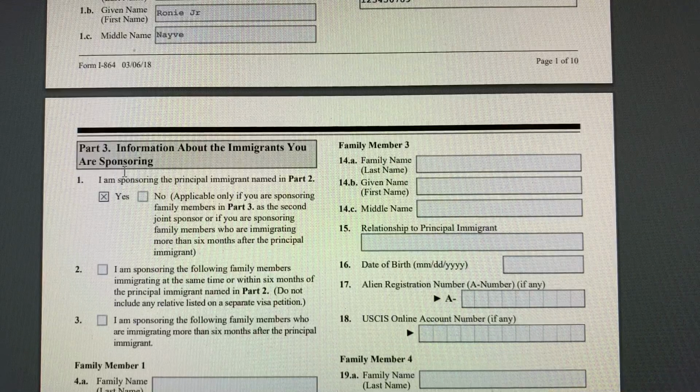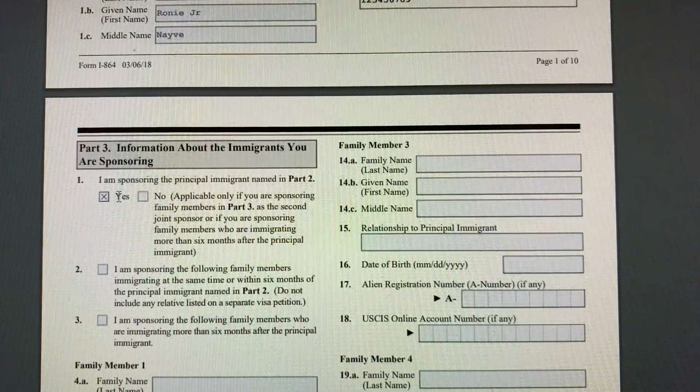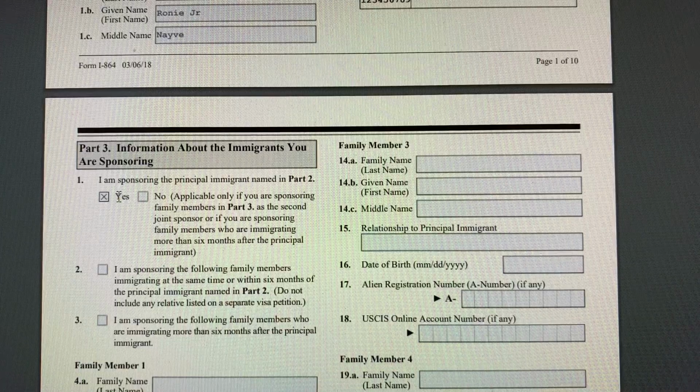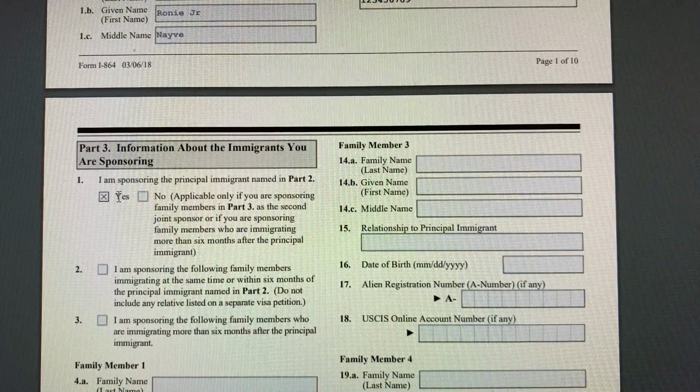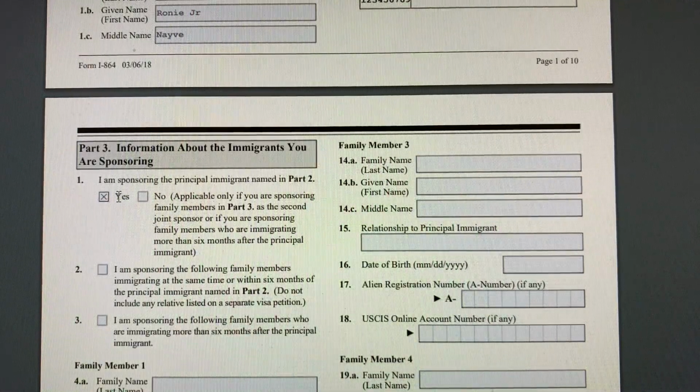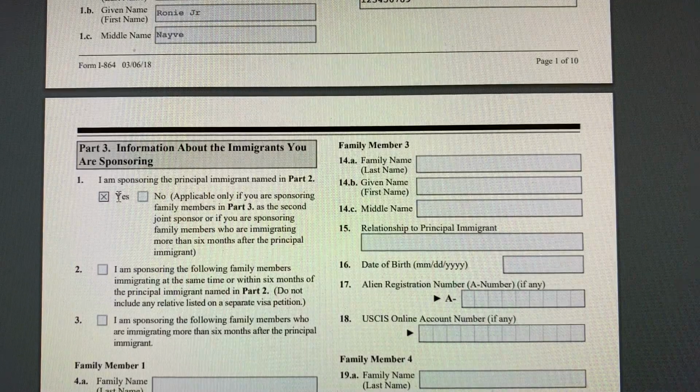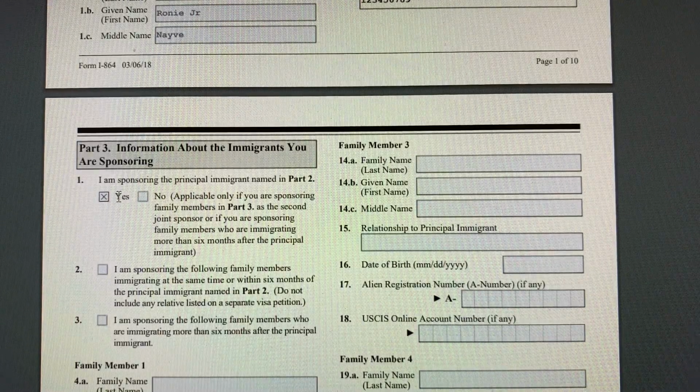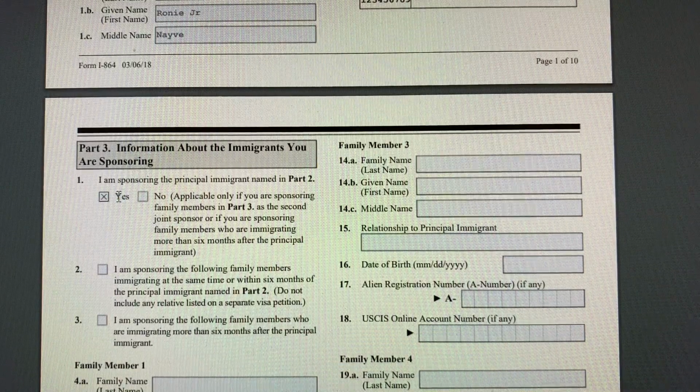And Part 3, Information About the Immigrants You're Sponsoring. So again, guys, this is for the sponsor. Okay, you can help him fill this up, or just be around him, because in my case, my husband was filling this up, answering the questions, and I was with him, because that's very important, so that you guys don't miss any questions and you don't miss any important answers and details.